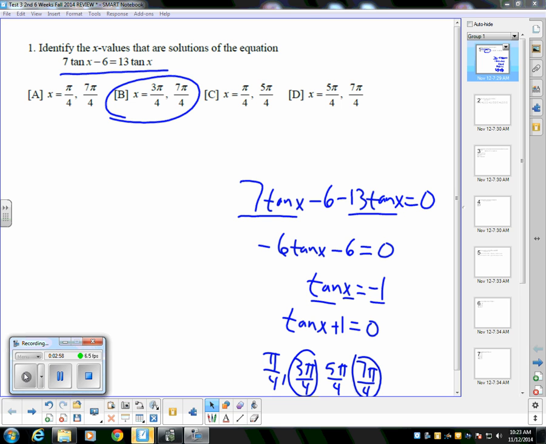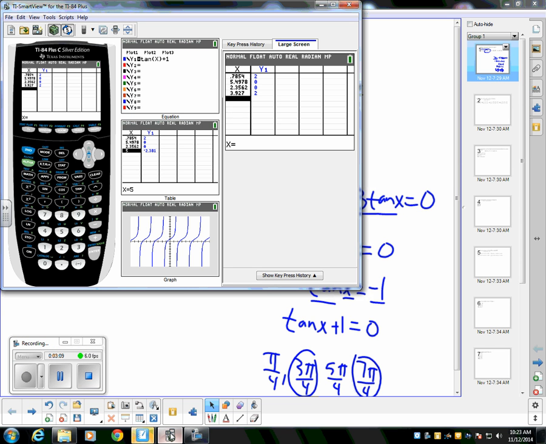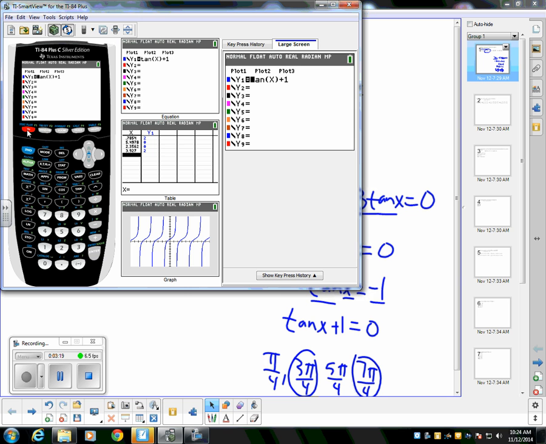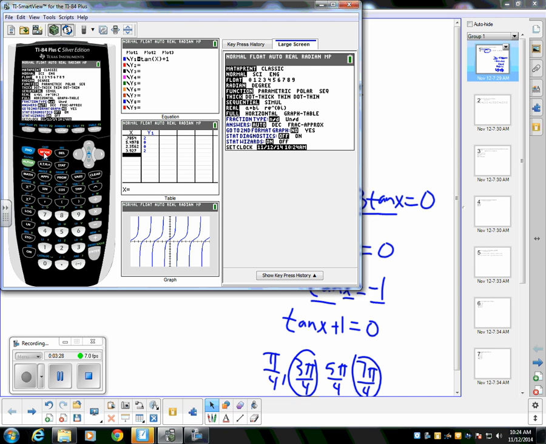But if you want to do it by calculator, again, you could put the whole thing in. Since I've already worked it out by hand, I'm going to use this tangent of x plus 1. So I go to the calculator. Notice I have a calculator now. All right, what do I want to do? I want to do Y=. Okay, notice I already have tangent of x plus 1 because I want to set it equal to 0. And I need to be in what mode? Radian, because we're talking about graphing. I am in radian.